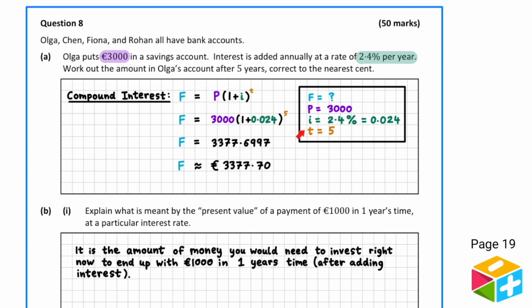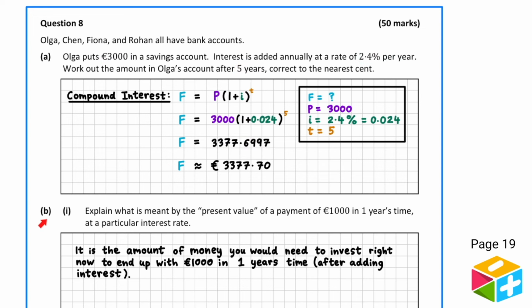T represents the time period, and since our money is invested for 5 years, we will have T equal to 5. Let's sub these values into our formula. We can type the right-hand side into our calculator and then round to the nearest cent. This gives us a final answer of €3,377.70.